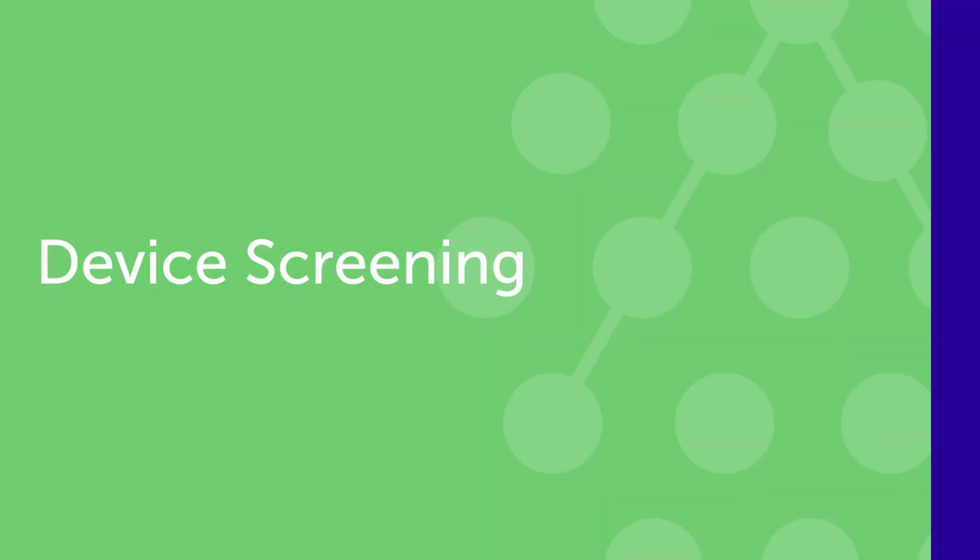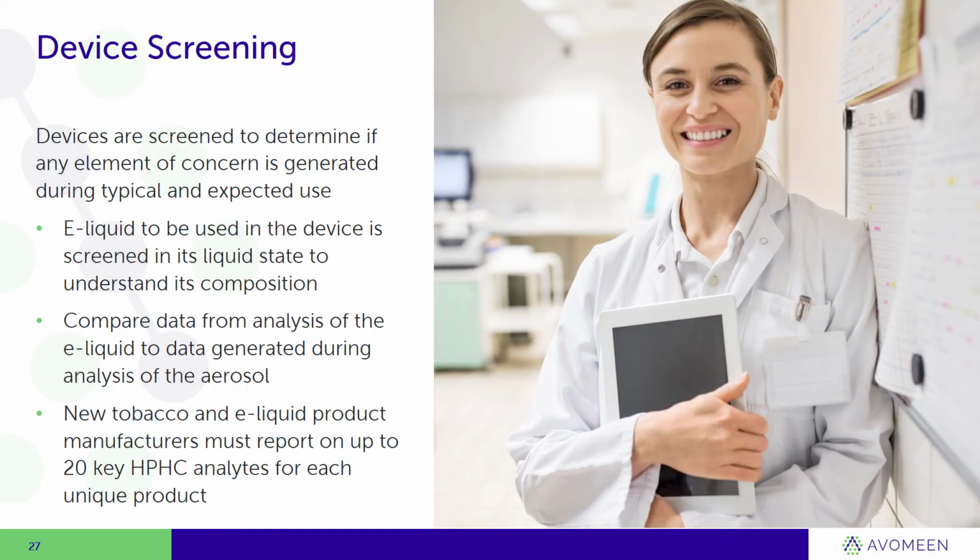So previously, what I've talked about is looking at the actual e-liquids, but you can also do some screening of the devices. These devices are the pieces of equipment that are used to aerosolize or vaporize the actual e-liquids. Generally, the devices are screened to determine if any element of concern is generated during typical and expected use and operation of the device.